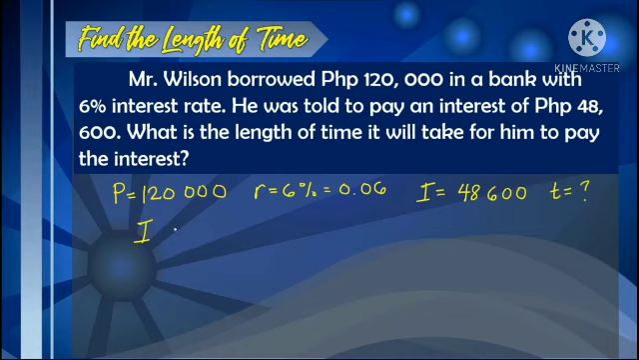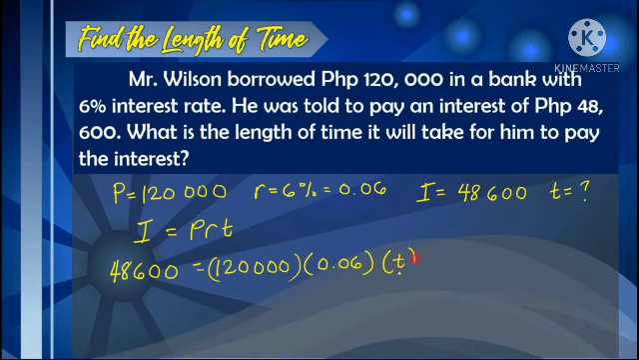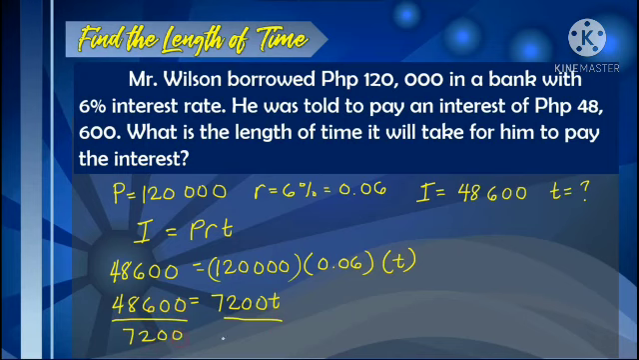Following the same formula, I equals P times R times T. Then substitute all the given values. So we have 48,600 equals 120,000 times the rate, which is 0.06, times the time. Multiply all values on the right side. We have 7,200 T equals 48,600. Then we divide both sides by 7,200. 7,200 will be cancelled out. So therefore, T is equal to 6.75.